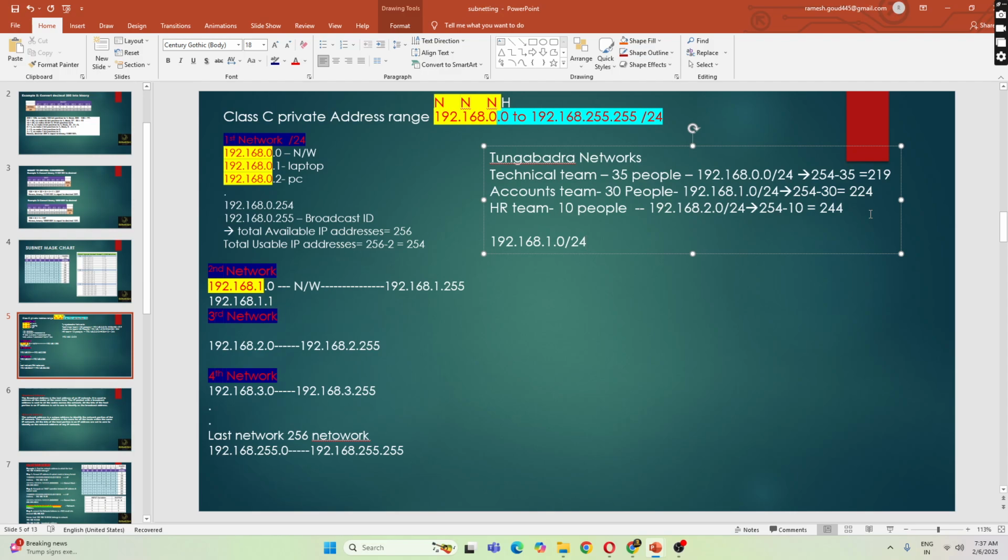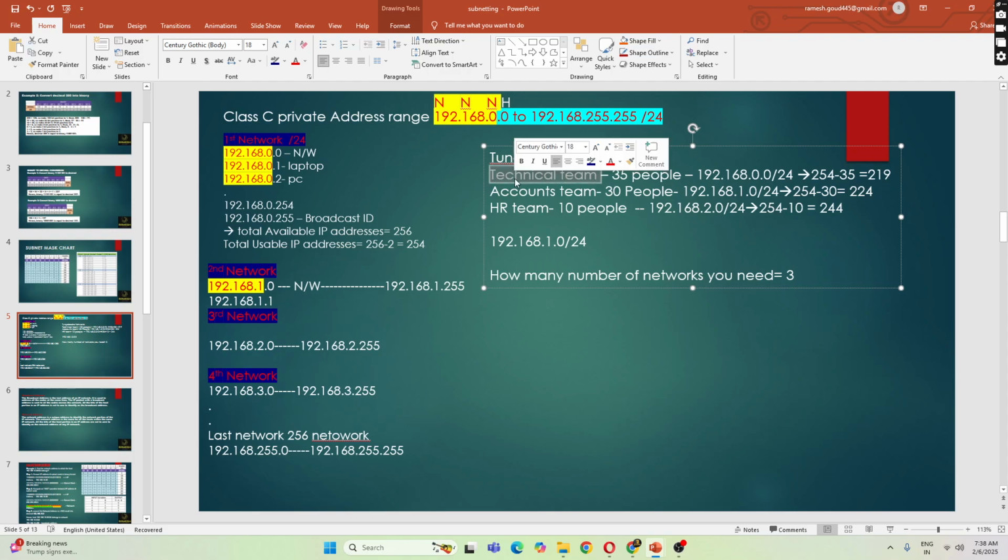Okay, fine. First of all, what is our requirement? How many networks do you need? Three. Very good. See, the technical team is one network, the accounts team is one network, the HR team is one network. You need how many networks? Three. Okay.